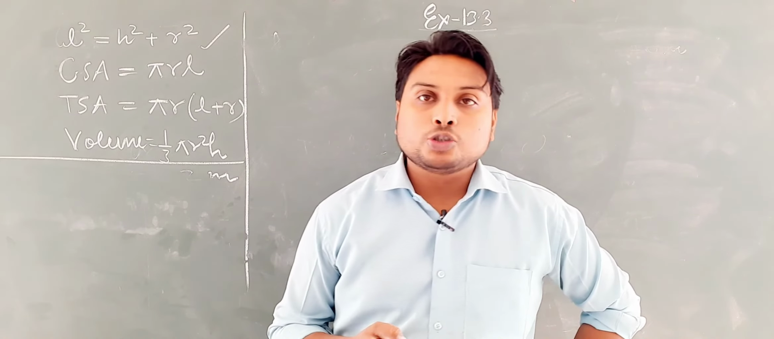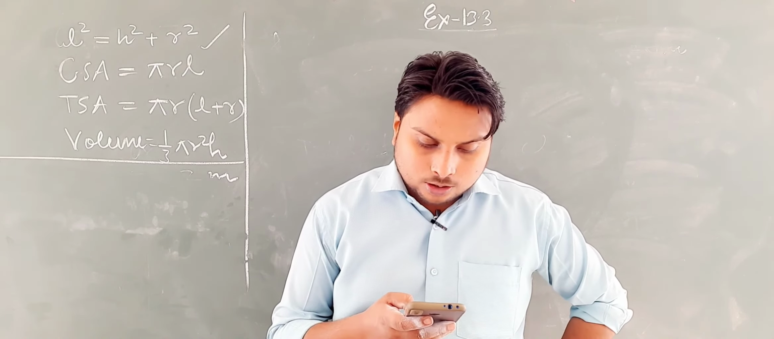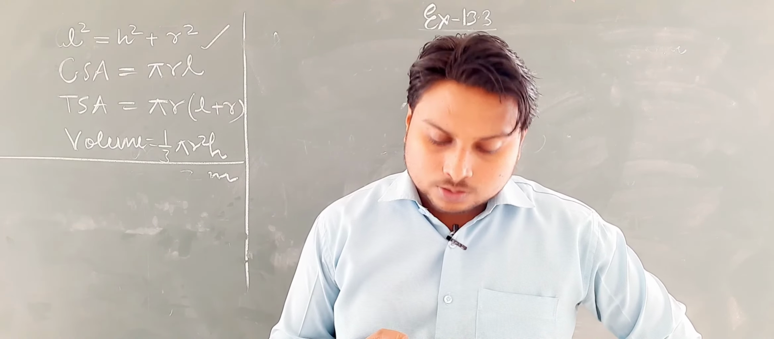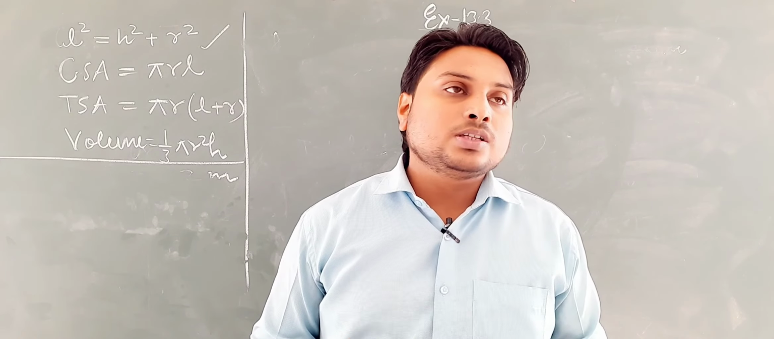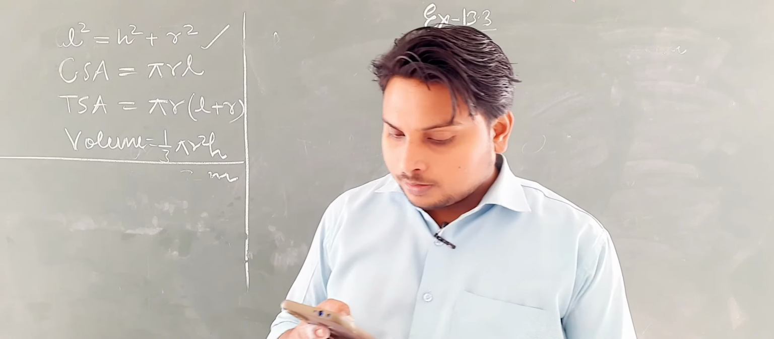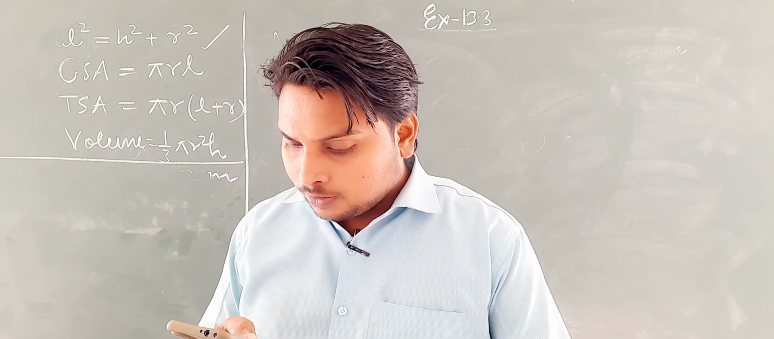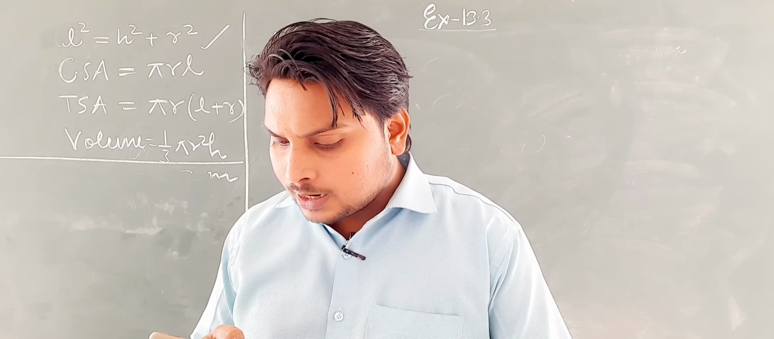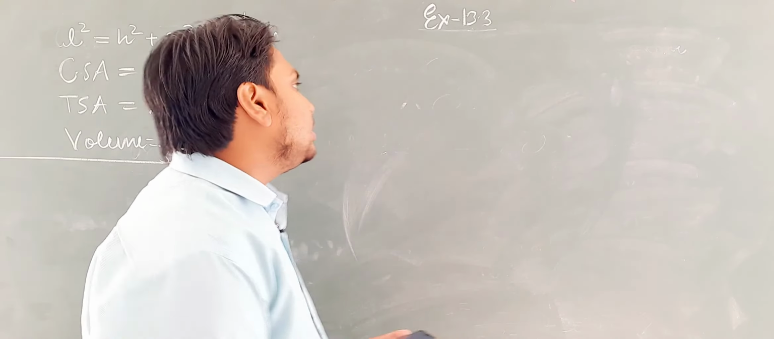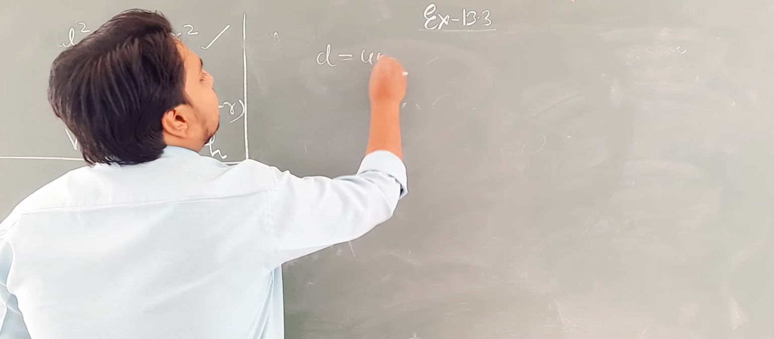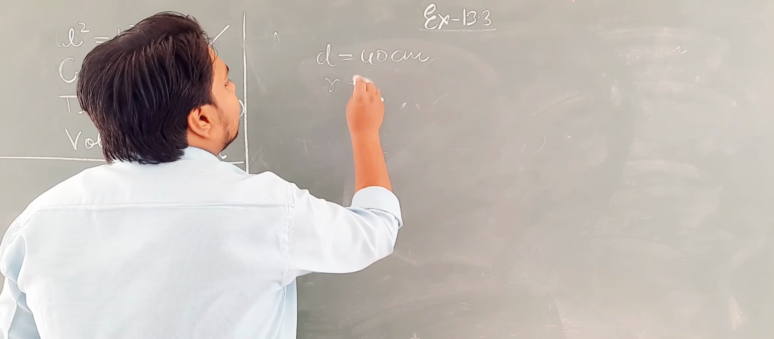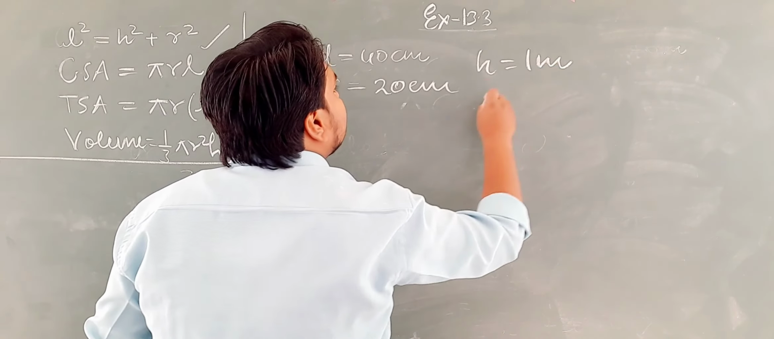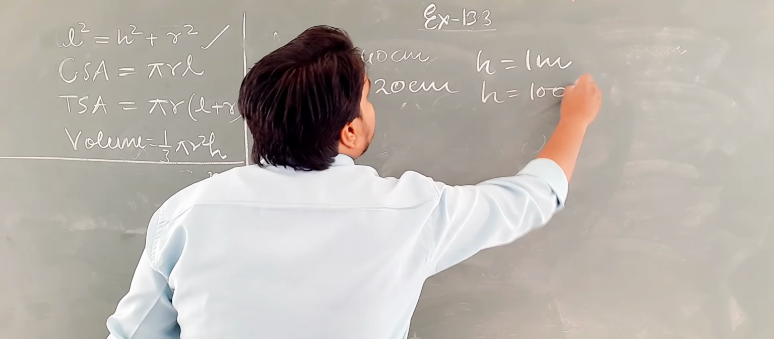Coming to the last question, question number 8. A bus stop is barricaded from the remaining part of the road by using 50 hollow cones. Each cone has a base diameter of 40 cm and height 1 meter. Base diameter 40 cm means diameter is 40 cm, so radius will be 20 cm, and height is given 1 meter, so height can be written as 100 centimeter.